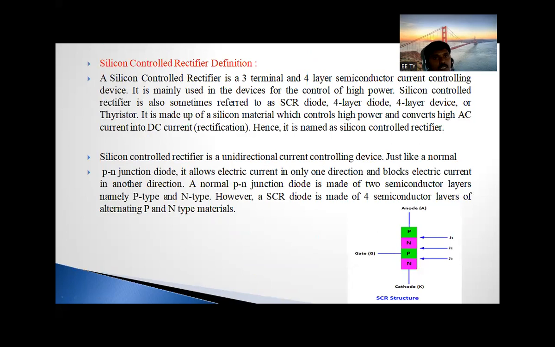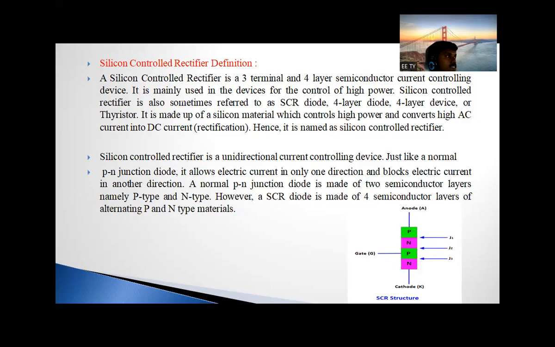What is the definition of silicon controlled rectifier? Already we have discussed it in the morning. A silicon controlled rectifier is a 3-terminal, 4-layer semiconductor current control device. Clear? You can get this question in the online examination, as an MCQ question.